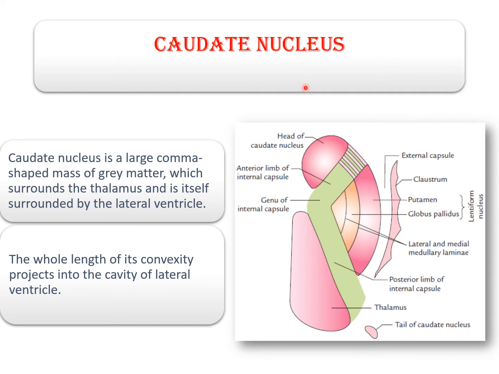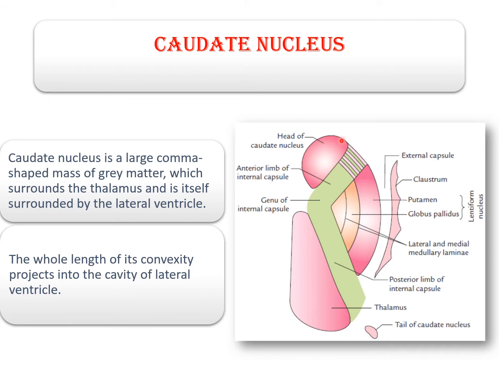Now caudate nucleus. So caudate nucleus is a large comma shaped mass of gray matter which surrounds the thalamus and is itself surrounded by lateral ventricle. And the whole length of its convexity projects into the cavity of lateral ventricle. So this one is a comma shaped structure.